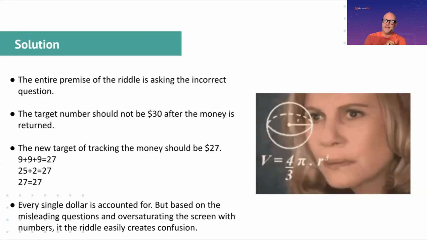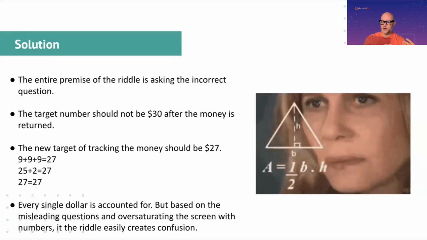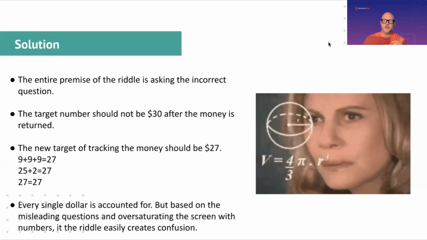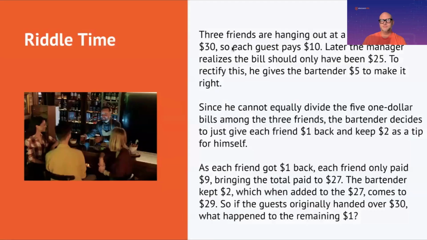But based on the misleading questions and the oversaturation of numbers in the riddle, all these numbers in here really convince you that there's a problem that doesn't exist. They're out here creating problems. And believe it or not, academic reports, academic publications can sometimes read this way. So this is an important lesson in how misleading data can be.